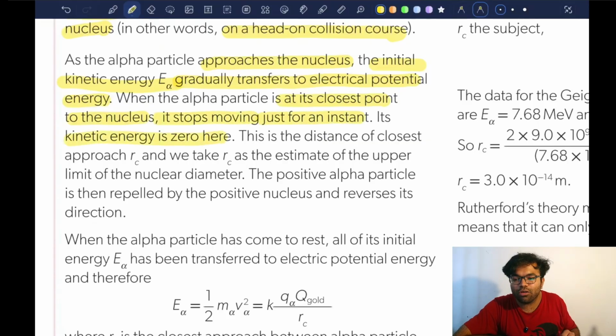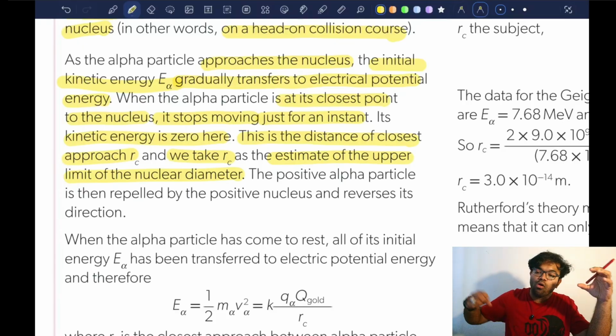Its kinetic energy is zero here. So it has not actually touched the gold atom. It has just converted all its kinetic energy into this repulsive potential energy. This is the distance of the closest approach Rc, and we take Rc as the estimate for our upper limit of the nuclear diameter. So how much closer can the alpha particle go to the atom's nucleus is what gives us the nuclear radius.